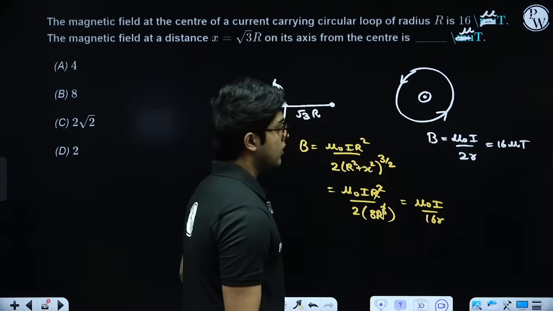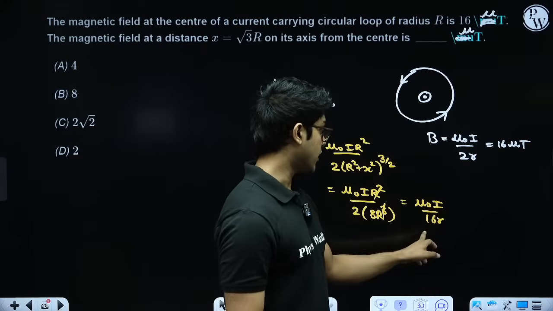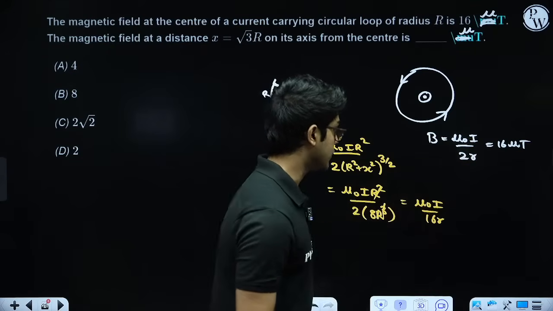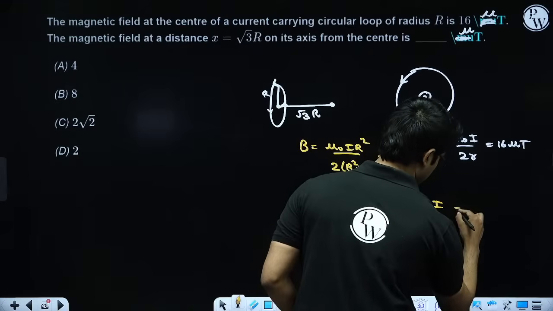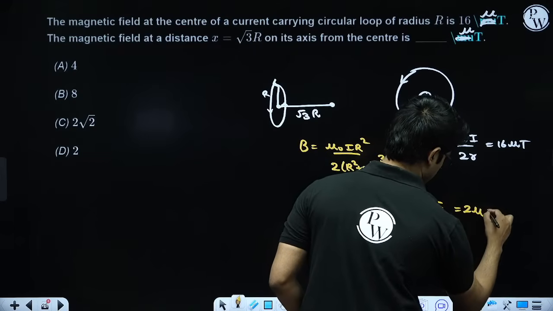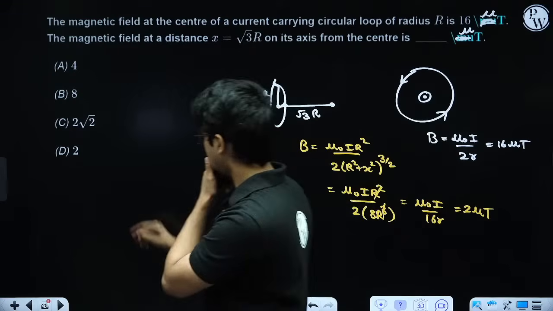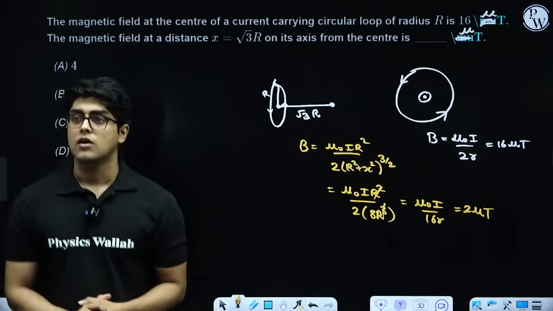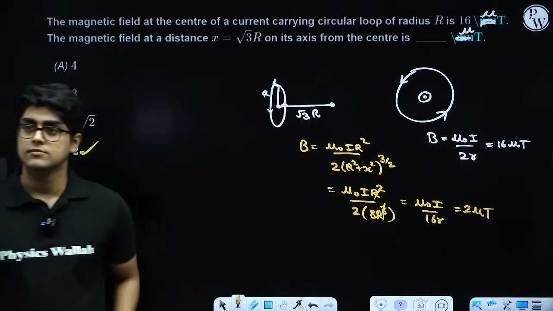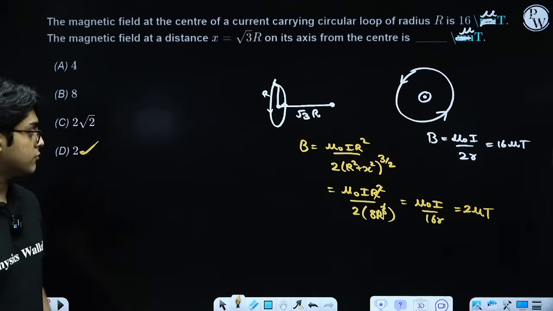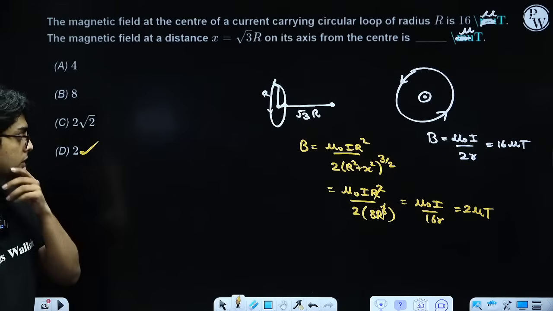Okay, so this is actually 1/8 times of this value, right? So 16/8 will become 2 mu Tesla. Alright, so the answer is 2 for this. Okay, so that is it for this question. Simple formula based problem.